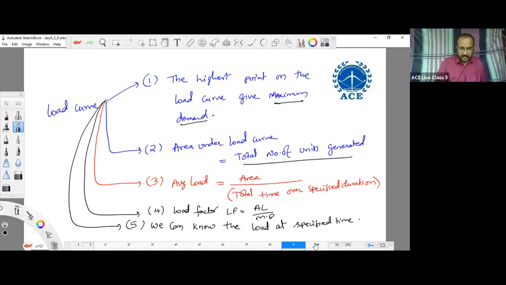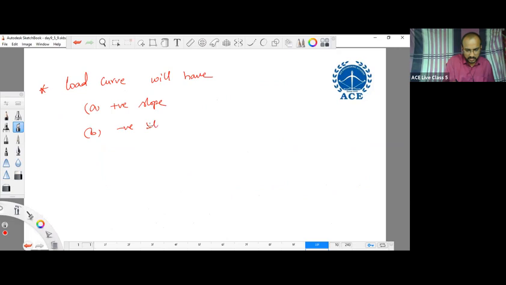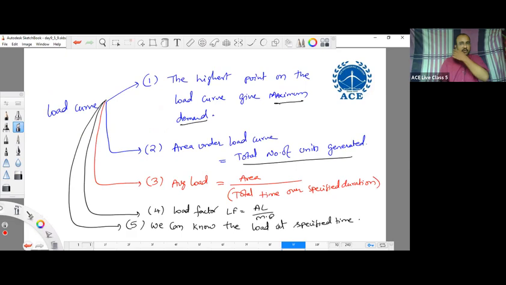Okay. Now, here, once there was a question asked in an exam: the load curve will have A positive slope, B negative slope, C zero slope, or D all of the above. So this was the question asked. The load curve will have positive slope, negative slope, or zero slope, or all of the above. So the load curve will have what? Observe the load curve here.